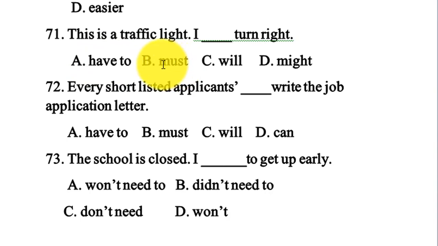Must can express obligation, evidence, and also necessity. Have to, of course, expresses obligation and necessity, sometimes possession. It's just that if you are in doubt, look here: if you are in doubt about using have to and must, it is safer to use either have to or must.